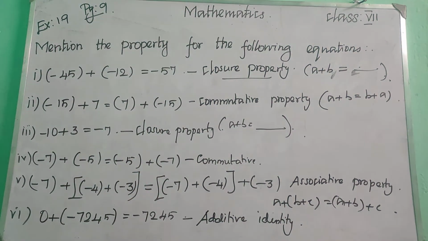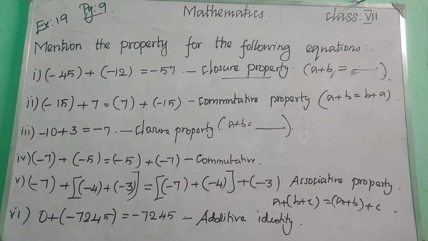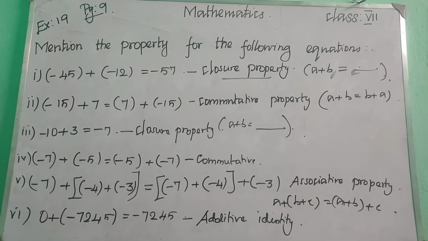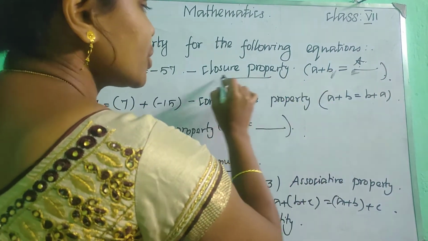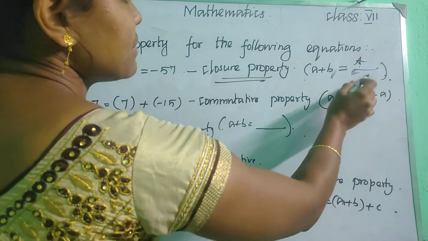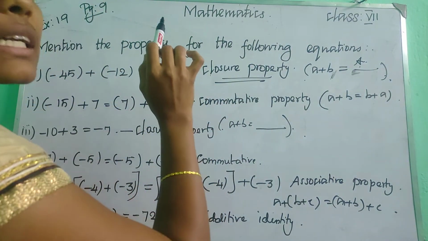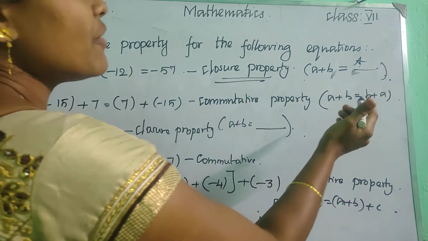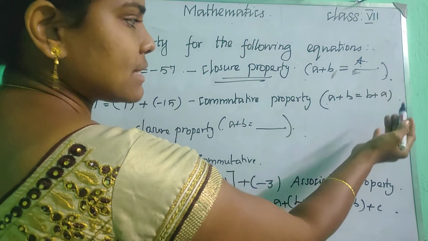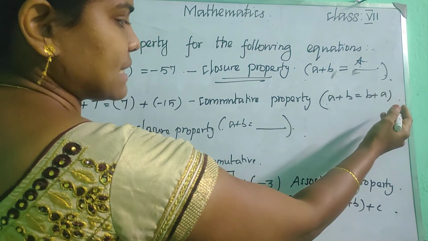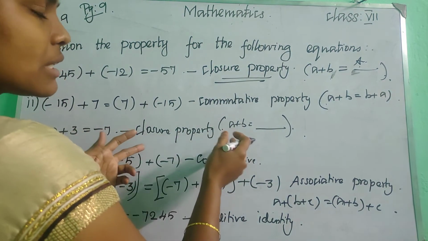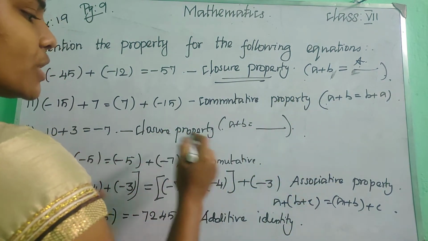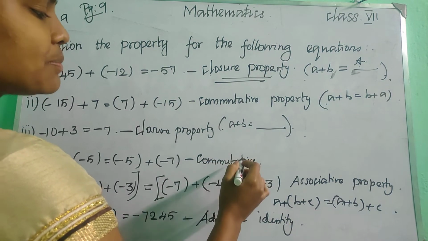Okay, is it clear? Simply, if you have A plus B and you get an answer, that is called closure property. If you have A plus B equal to B plus A, that is commutative property. Closure means A plus B equal to answer, and commutative means A plus B equal to B plus A.